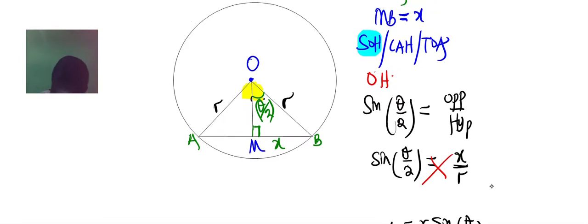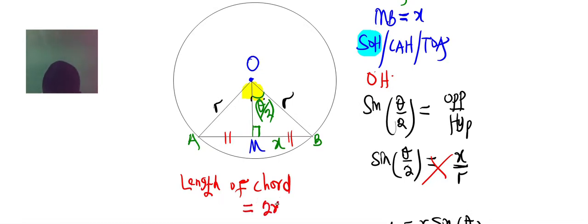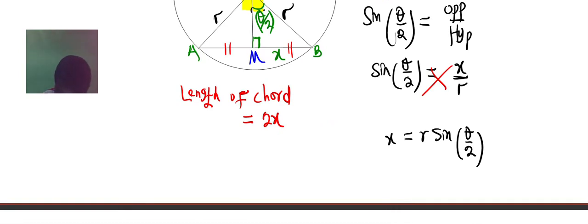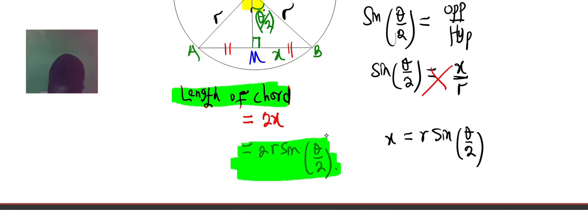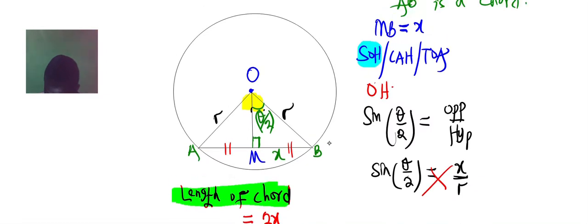Now, the length of the chord, basically, now, if MB is x, MA will also be x because M is a bisector of AB. So length of chord will be equal to 2x. Hence, the length of the chord will be equal to 2 times r sine theta over 2. So length of chord is 2r sine theta over 2, where theta is the angle subtended at the center.